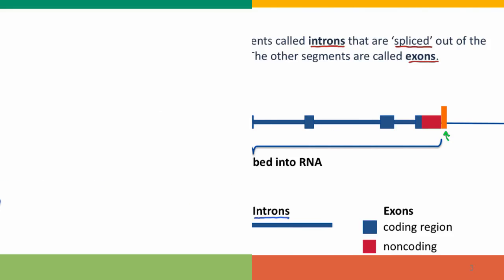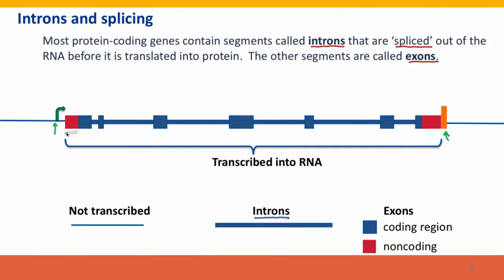There's a short segment at the beginning, which usually includes the ribosome binding site before the start codon, and a short segment at the end, which will include the stop codon and a little bit of sequence after it, that is not going to be translated.